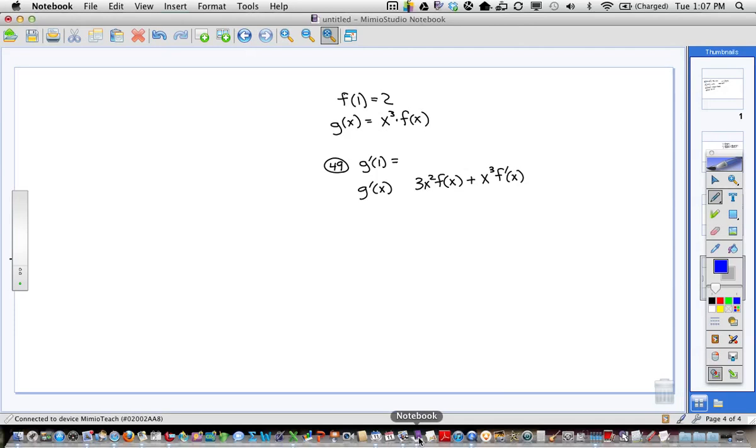So now we want g prime of 1. We just simply go in here, and everywhere there's an x, we put a 1. And so 3 times 1 squared is 3. What's f of 1? They told us in the directions that's 2. 1 cubed is 1. What's f prime of 1?